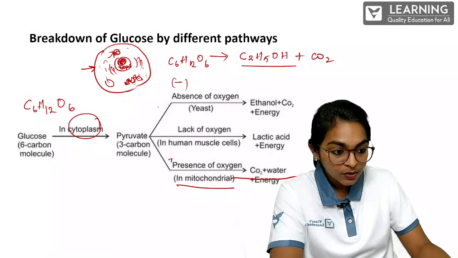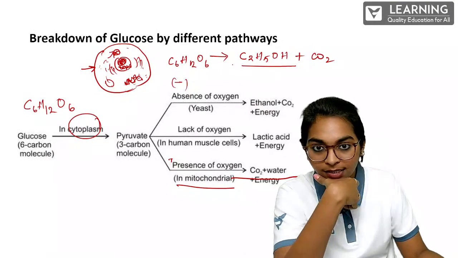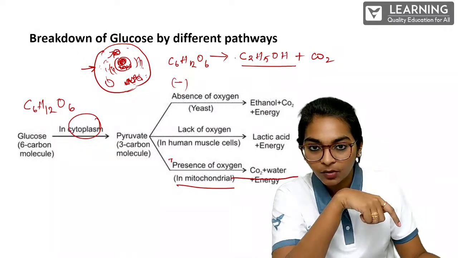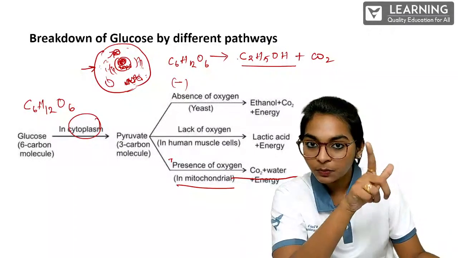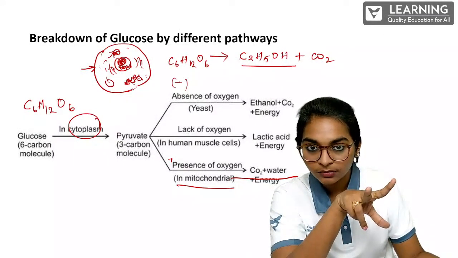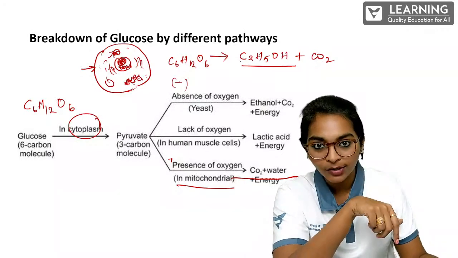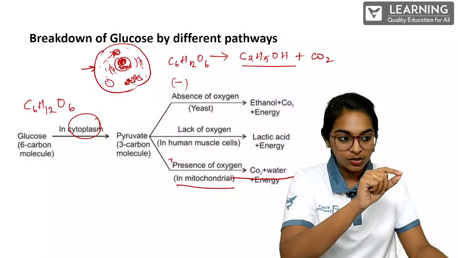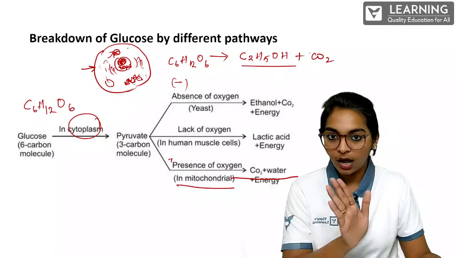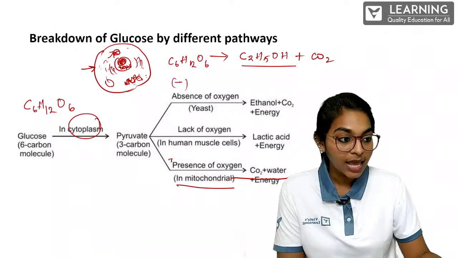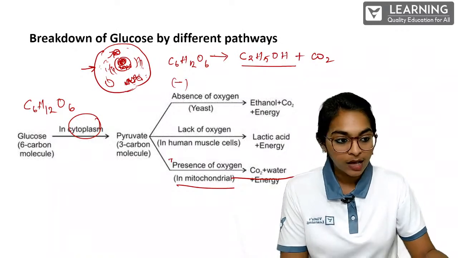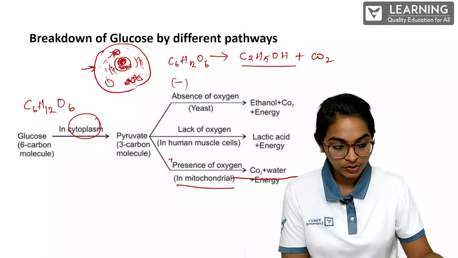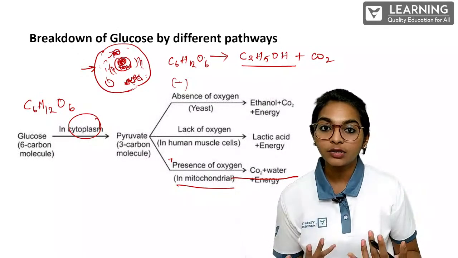So here pyruvate is a 3-carbon molecule, I said. Glucose is a 6-carbon molecule, and in the cytoplasm it has been broken down into 3-carbon molecules. So this 3-carbon molecule again gets broken down here. One carbon escapes as carbon dioxide, and the other 2-carbon is here. Along with this hydrogen and this oxygen, it evolves into ethanol.